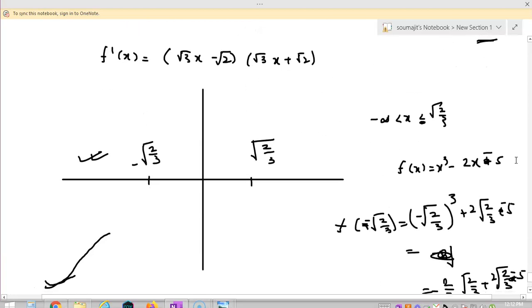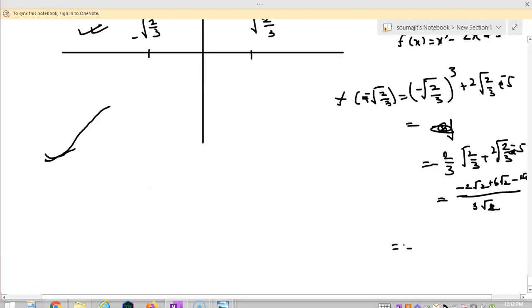So the value of this is equal to minus 4, this is plus 4 root 2 minus 15 root 3 by 3 root 2, okay, 3 root 3. So you can see that this value is less than 0, hence I can say that at each point this value is something like this, okay.